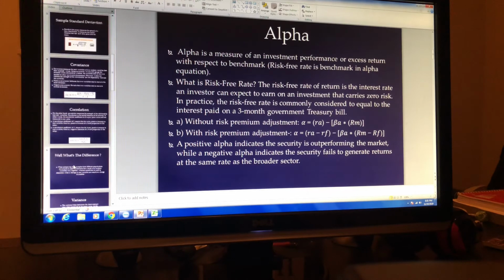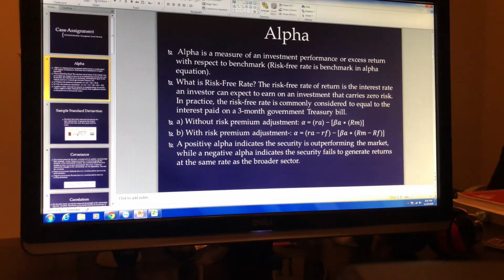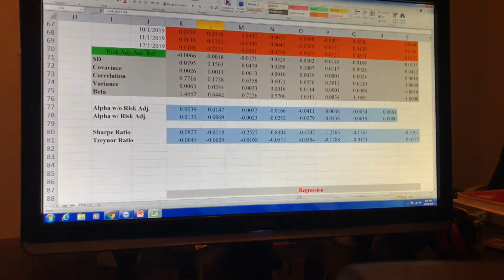And these numbers mean that a positive alpha indicates that the security is outperforming the market, while a negative alpha indicates the security generates returns at the same rate as the broader sector. So for every time the alpha went up, it outperformed the market. So we go back here, outperform the market. With risk premium adjustment, it didn't outperform it. It did without.